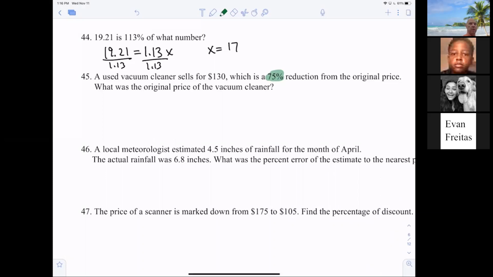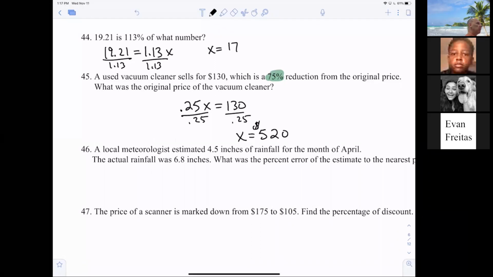Oh, okay, I understand. Yeah, because that's equal to 100. So then 25% of the original price is $130. Yes, and then you would just divide by 0.25. So I think x is equal to 520? Yeah. So $520.